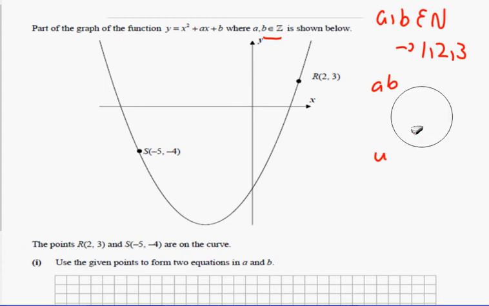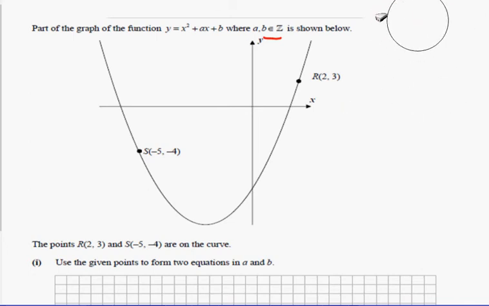A, B element R. Can anybody tell me what that is? A real number. And what are real numbers? Anything, decimals, fractions, positive or negative. Okay. Now what happens here is if we get a fraction or a decimal for A and B, we know we're wrong, right? So let's begin.